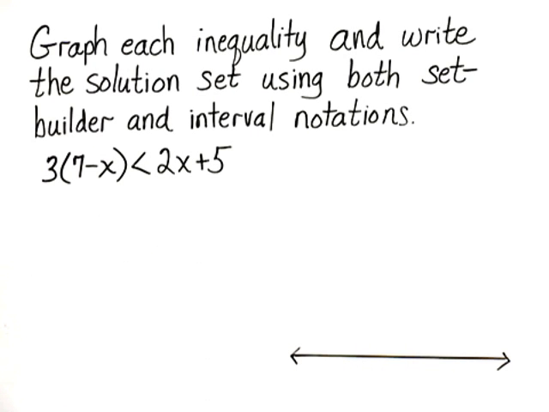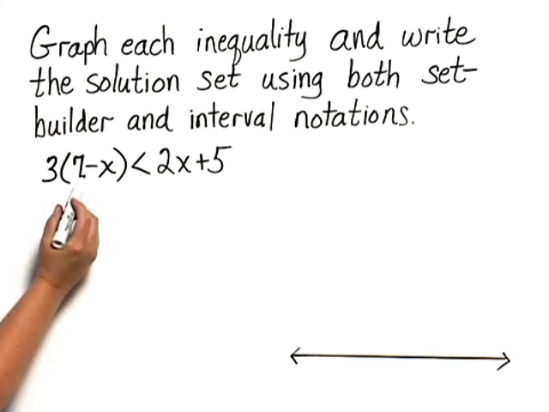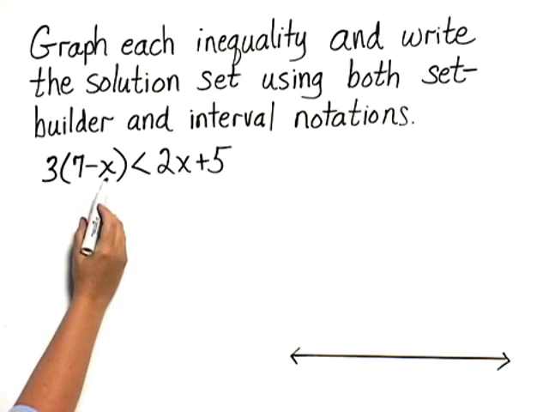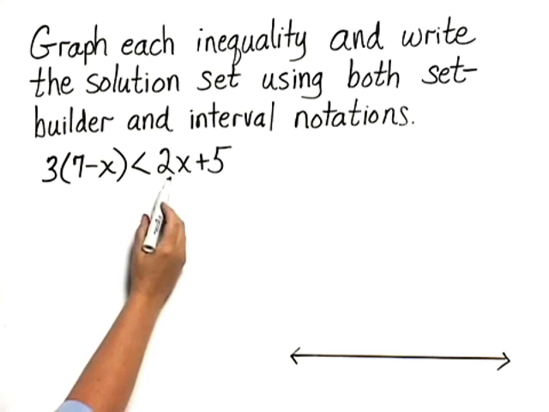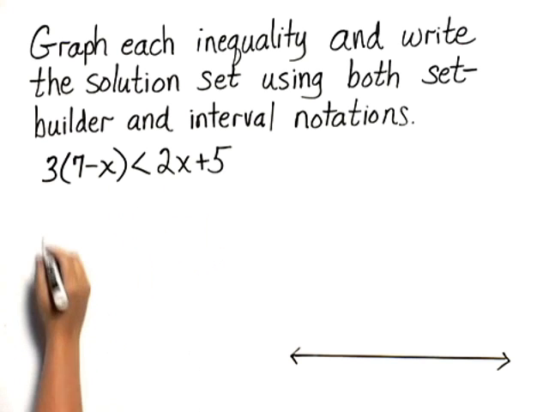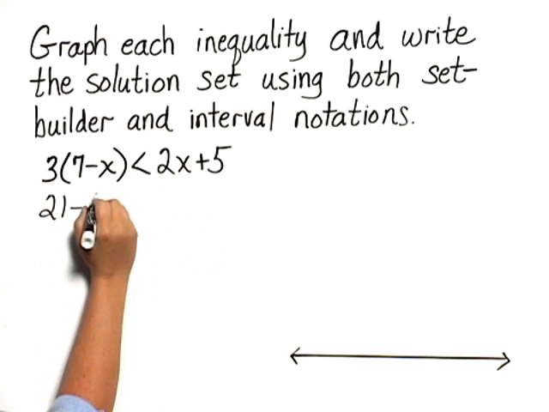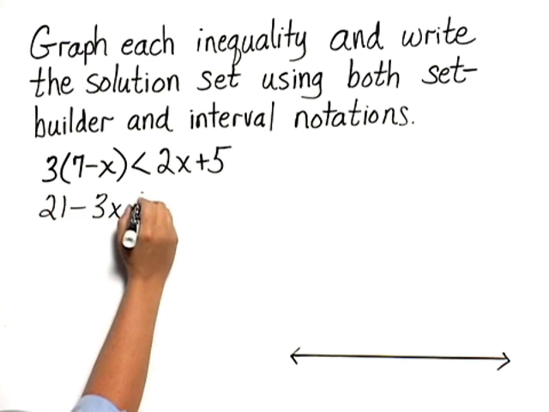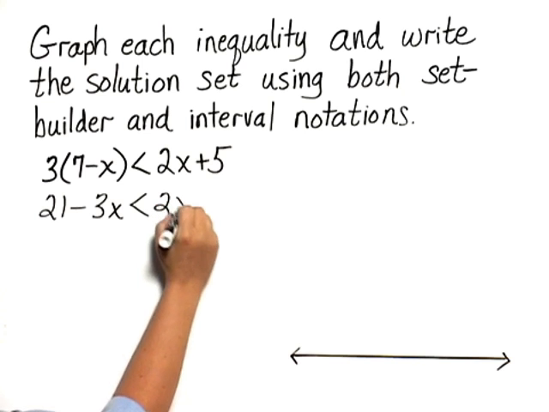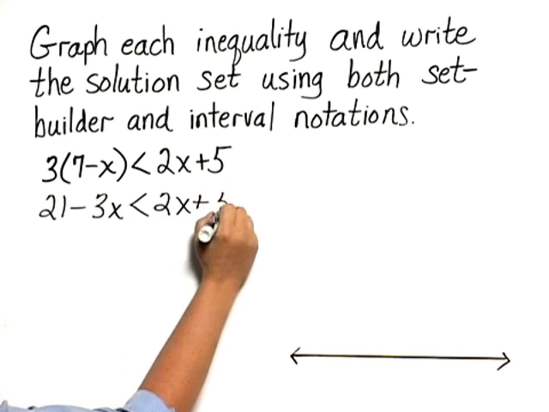Graph each inequality and write the solution set using both set builder and interval notations. We have 3 times 7 minus x is less than 2x plus 5. Let's multiply. We would have 21 minus 3x is less than 2x plus 5.